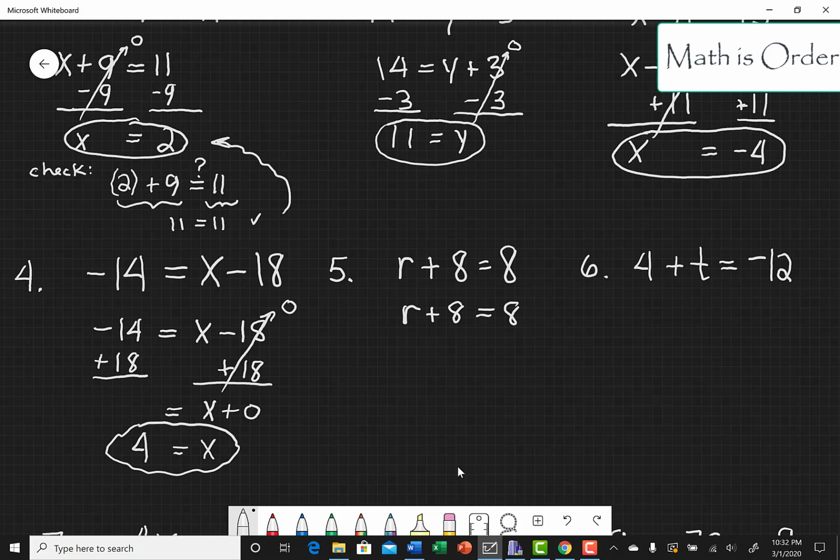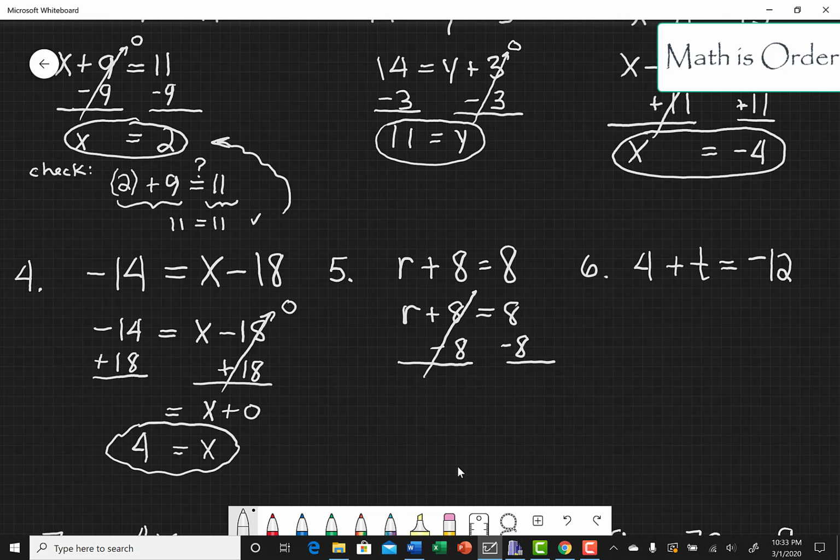All right, so here, the same thing. I want to get r by itself. What is the thing we have to get rid of to get r by itself? That plus 8. Now, how to remove that plus 8? Do the opposite of what it's doing. It's adding to r, so I've got to subtract. And whatever I do on the left-hand side of the equation, I must do on the right-hand side of the equation.